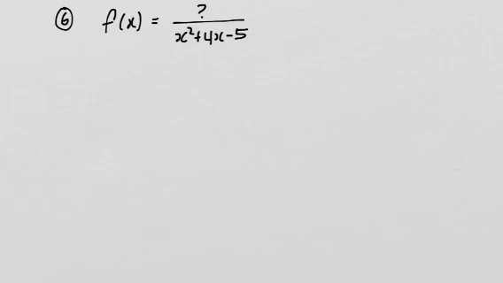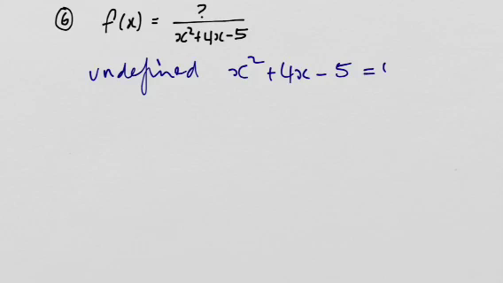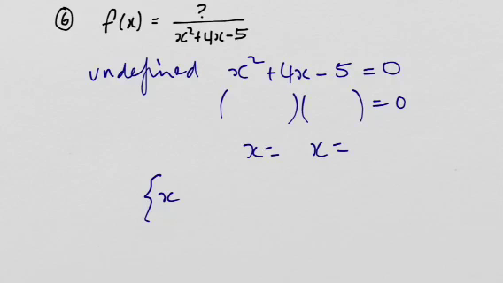Number 6, maximum possible domain. I'm not really too interested in the top, because what this question is really asking us is, when is the function undefined? It's undefined when x squared plus 4x minus 5 is equal to 0. So we need to factorise this, work out what the x numbers are, and then use your set builder notation. The answer for the domain is x, as long as x is an element of the real numbers, and then what conditions is there on the x's. Check back your jotter.